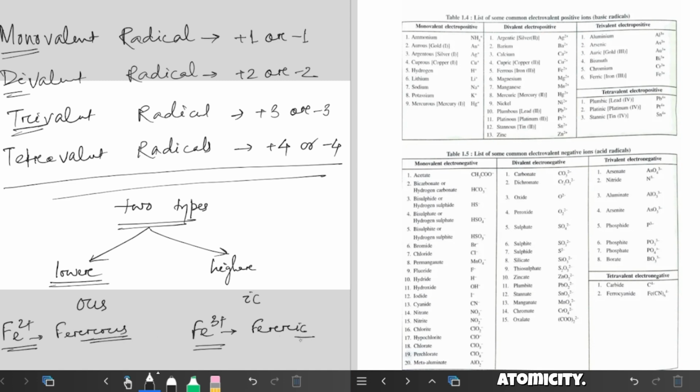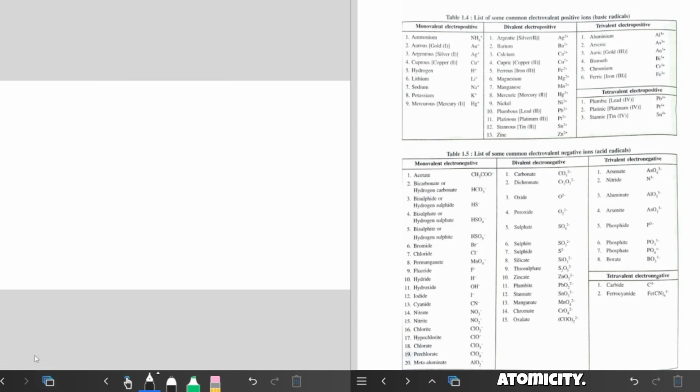Similarly, examples are given here for the higher and lower valency. Cuprous, argentous, these are all of lower valency. And like Fe3+ is ferric, here it will be cupric. These are called higher valency and lower valency, and we'll see how to use them in writing the molecular formula. Next, how to write a molecular formula.